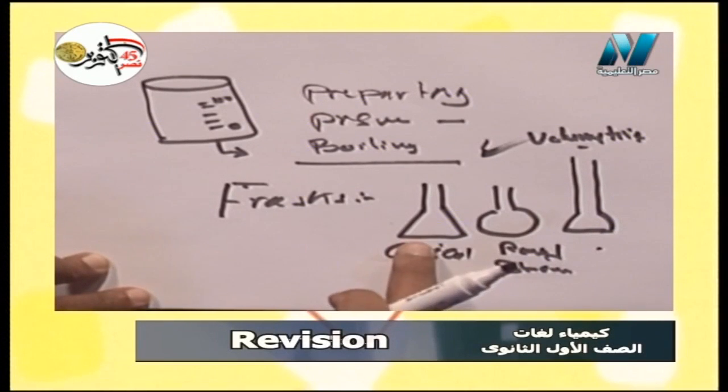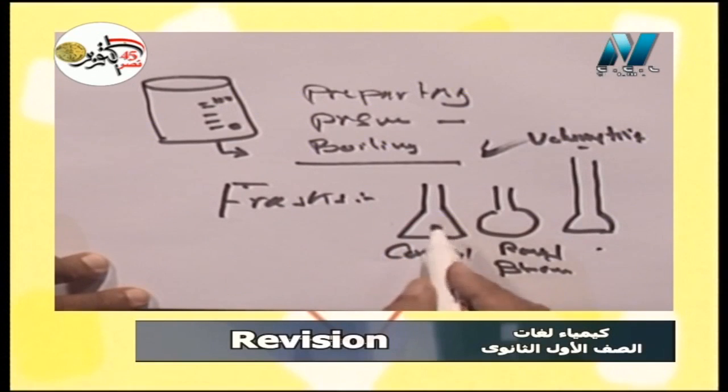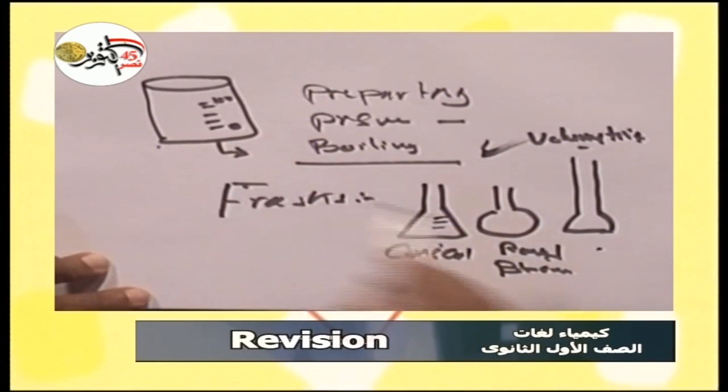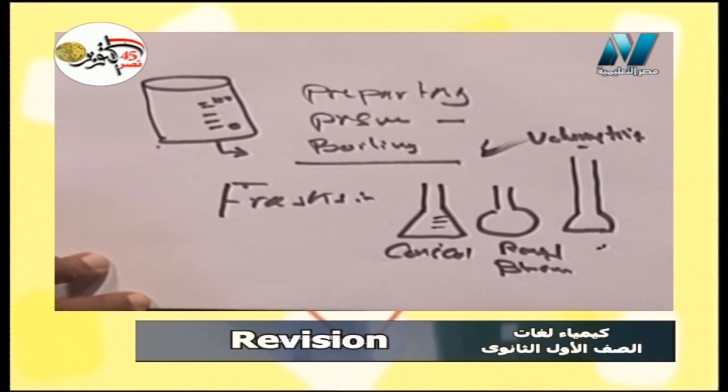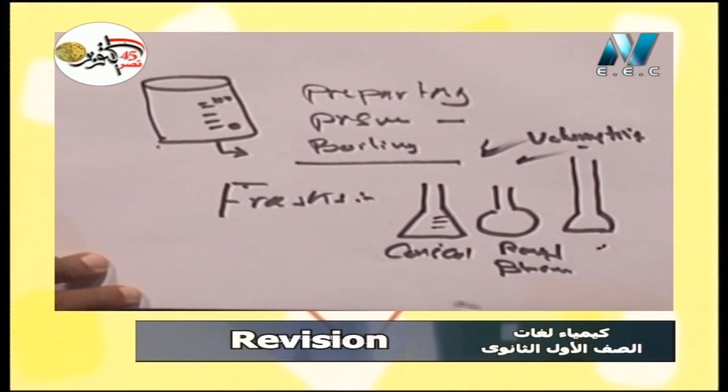Okay, the conical flask can measure the volume of liquid because some of them have graduation, and so can the beaker, the volumetric flask and the burette. Which one is the most accurate one? The volumetric. It is the most accurate one. This is number 1. Number 2, the burette. Number 3, the conical flask and the beaker, and so on. Okay, these are some measuring tools.